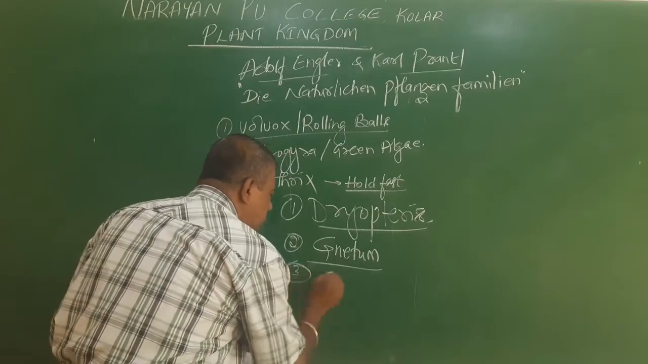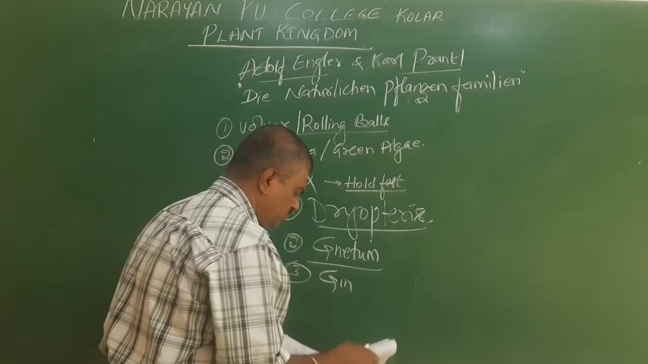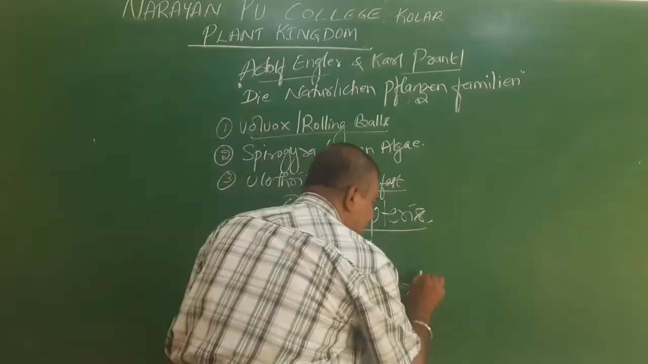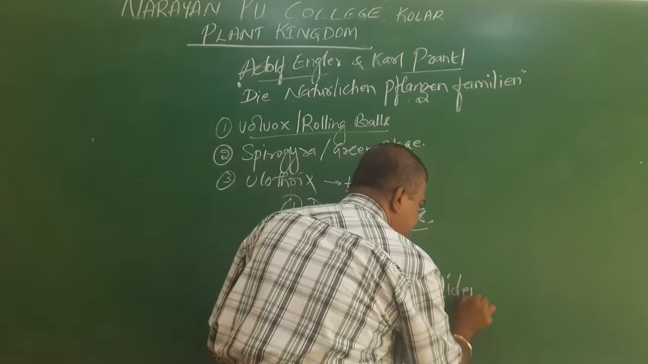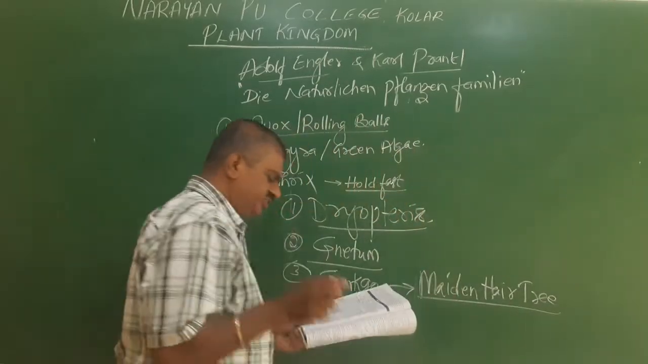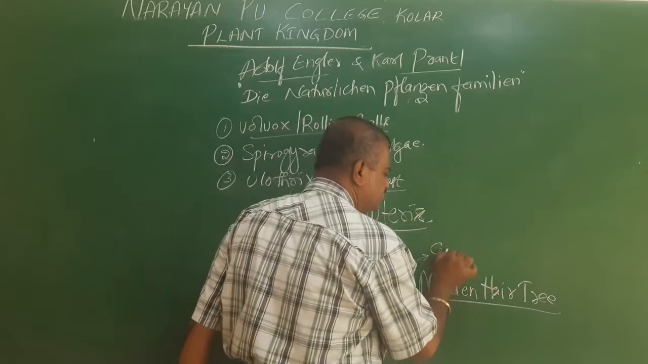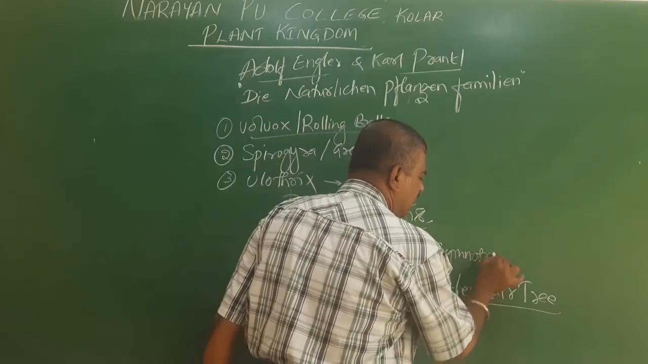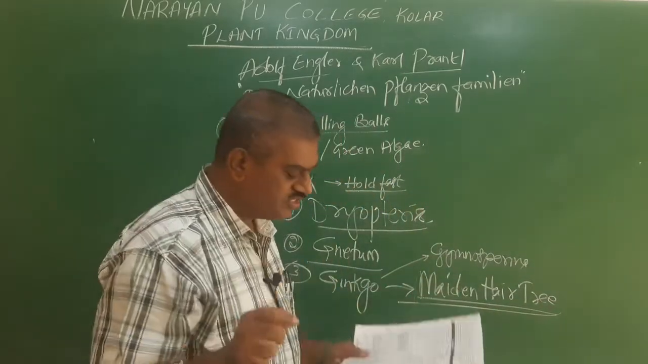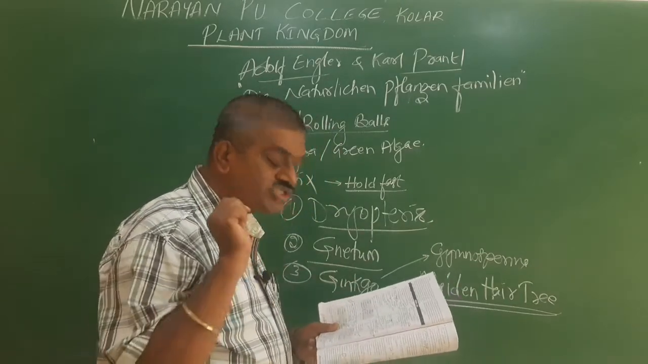And the third one is called Ginkgo. So, this Ginkgo is commonly called the maidenhair tree. So, this is the right answer. This comes under gymnosperms, and here it is called the maidenhair tree. This is present as it is without any changes for thousands of years.